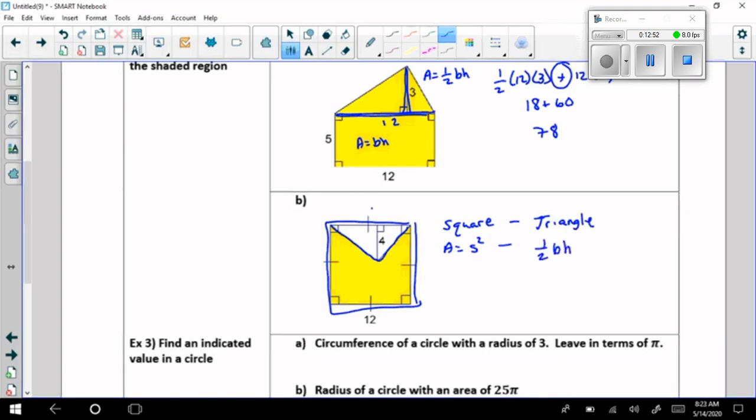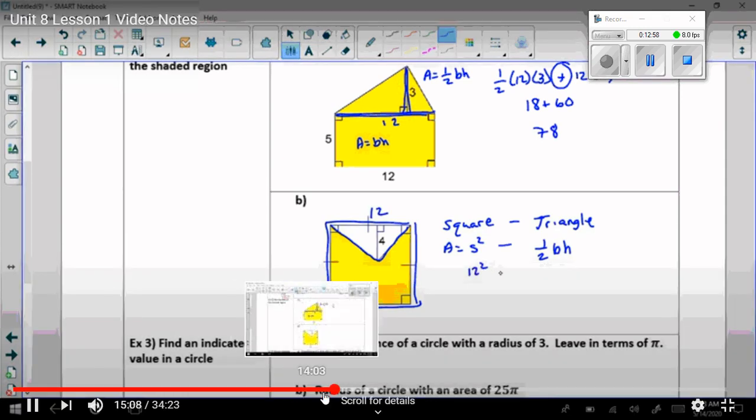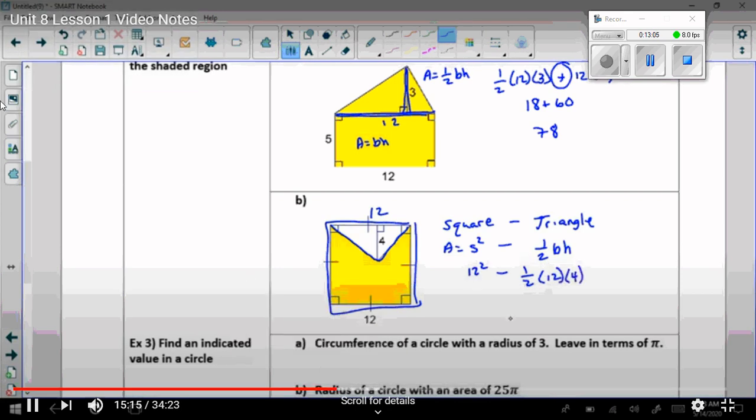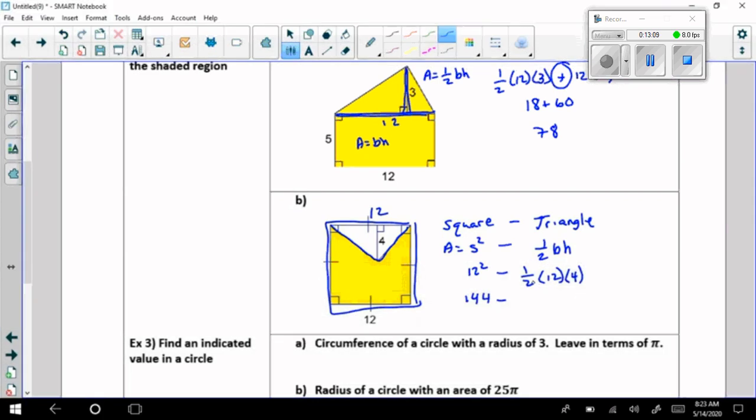And we have everything we need, so we just plug those in there. So we have 12 squared minus 1/2 times 12 times 4. So 144 minus 6 times 4 is 24. So 120 units squared.